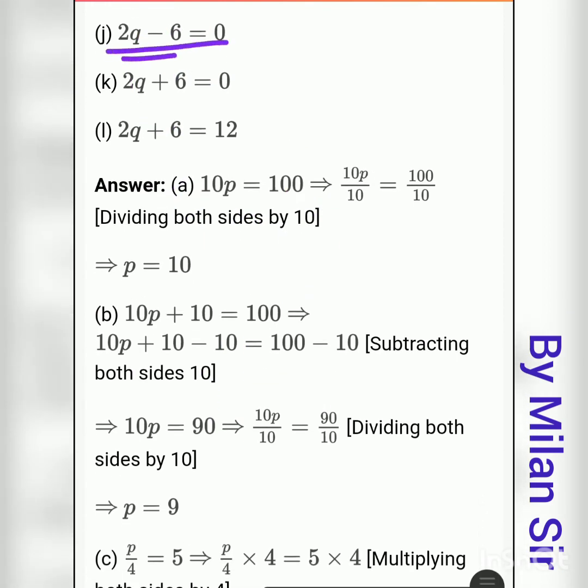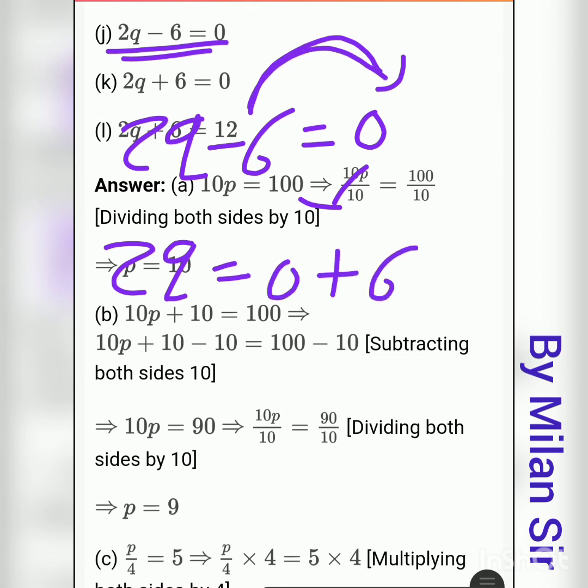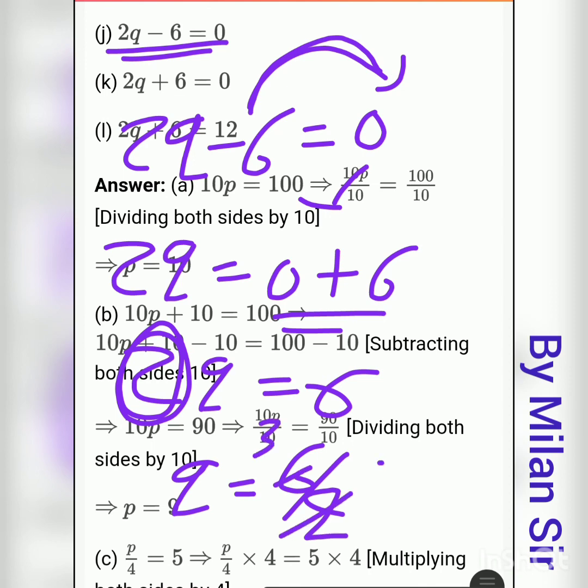After that, 2q minus 6 is equal to 0. First of all, transfer this minus 6 to the right hand side. So 2q is equal to 0, and minus 6 becomes plus 6 here. So 2q is equal to 0 plus 6, 6 only. Now this multiplication by 2 we need to transfer to the right hand side. So it goes to the denominator. So 6 divided by 2. So 2 3s are 6. So our answer is q equal to 3.